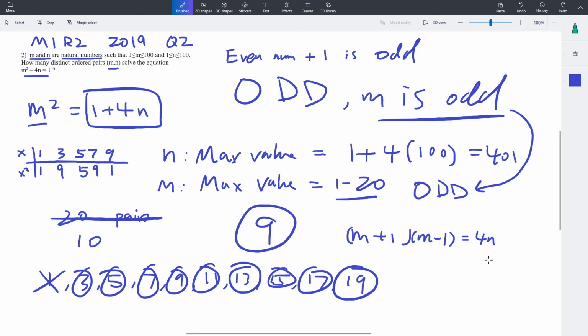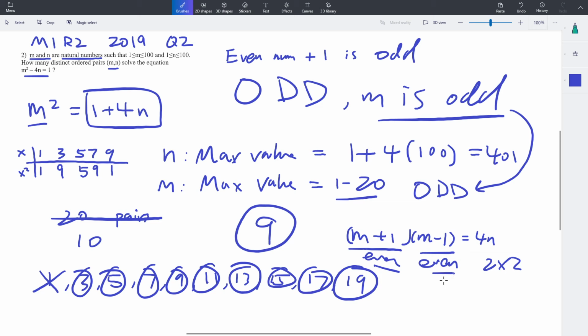Ah, I see. Wait. Okay, so m plus 1 is even. m minus 1 is even. 4 times n is even. But what's important here is actually that there's a 4 here. And 4 is like 2 times 2.